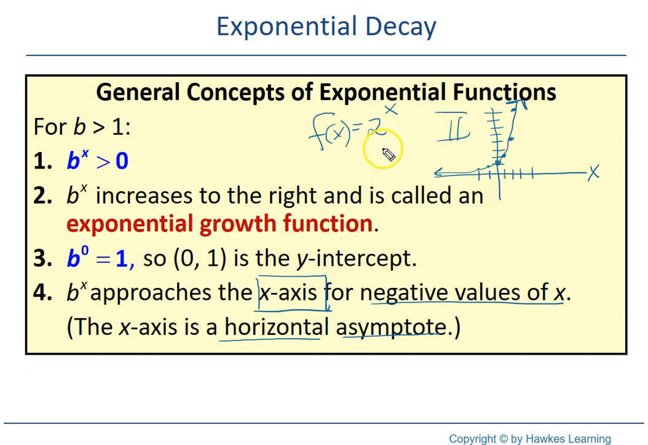Okay, I should have included that in the other slide, but I see they're featuring it here, and we want to give you these words for your vocabulary. It's a line that the values get closer and closer to, but never reach. And what does it never reach here? The x-axis. The x-axis is the horizontal asymptote. Okay.